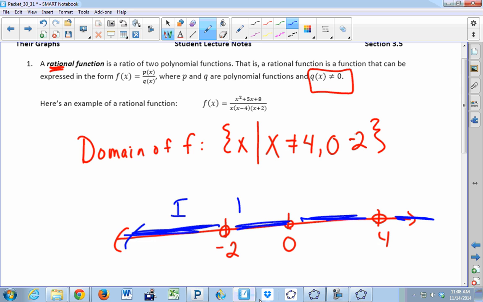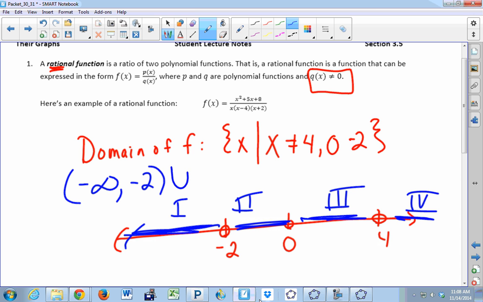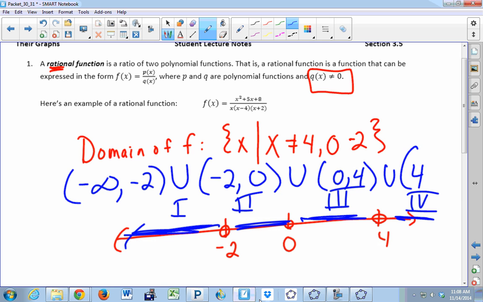So you have 4 separate intervals here. So if you were showing this on MyMathLab with interval notation, you'd have to say, my domain is all the numbers from -infinity to -2, and I union that set of numbers with all the numbers from -2 to 0, and then I union that set with all the numbers from 0 to 4, and then finally I union that set with all numbers from 4 to positive infinity.